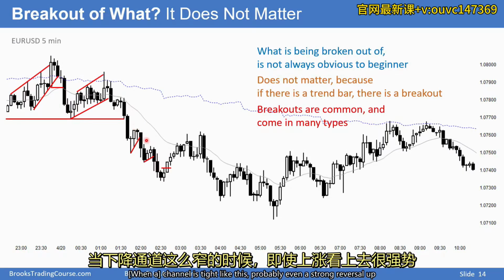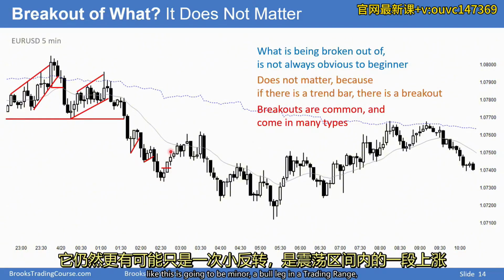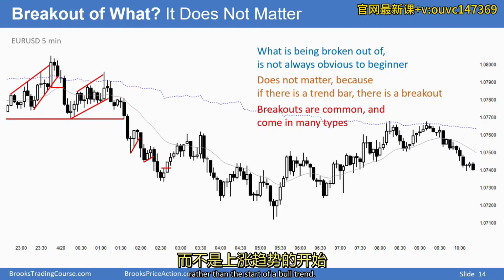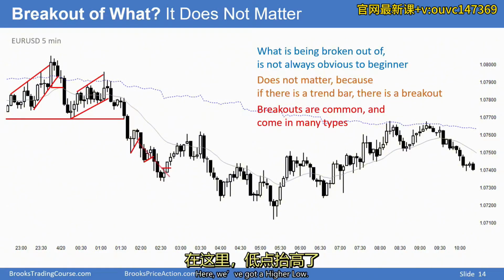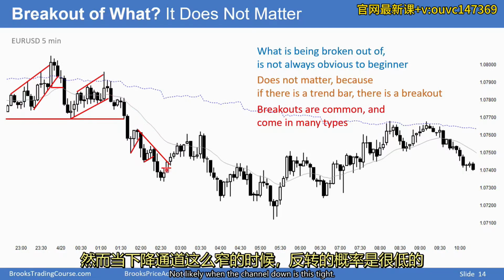Channel is tight like this. Probably even a strong reversal up like this is going to be minor, a bull leg in a trading range, rather than the start of a bull trend. That means that the rally probably has to test down. Here, we got a higher low. The bulls are hoping for a trend reversal. Not likely when the channel down is this tight.